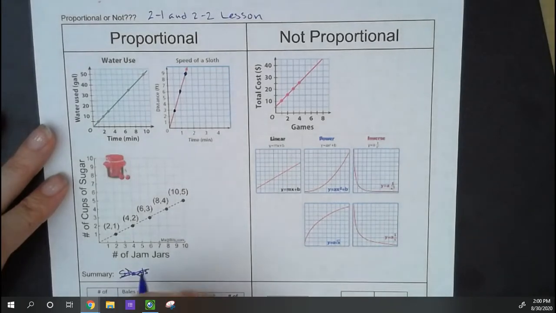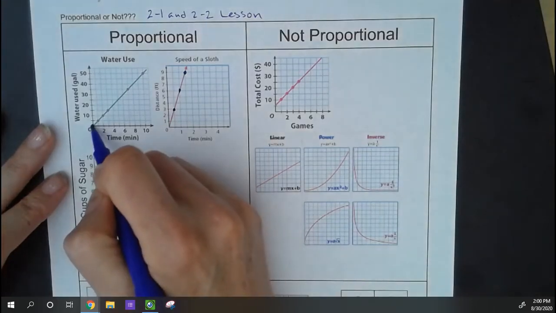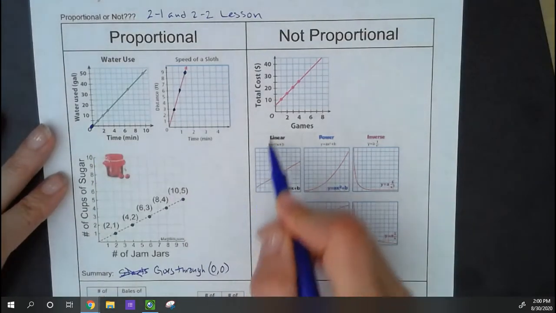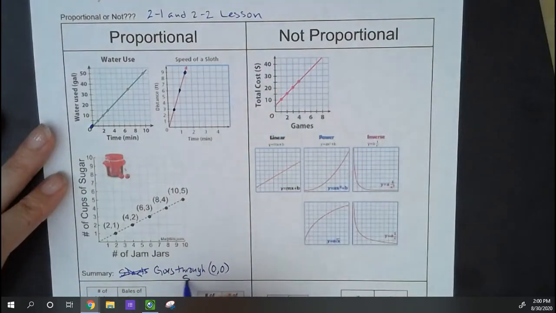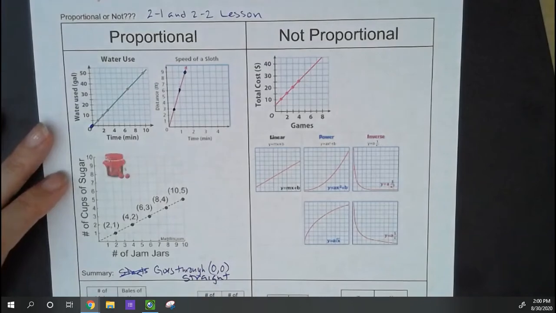starts, or actually I should say goes through. Doesn't necessarily need to start there. It needs to go through the point 0, 0. See, this one doesn't go through 0, 0, and this one doesn't go through 0, and it's straight. Both things have to be true, not just one.